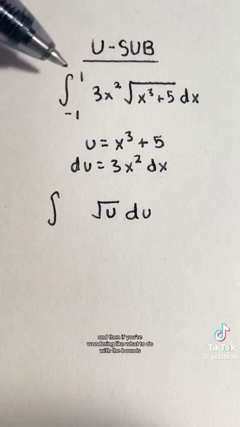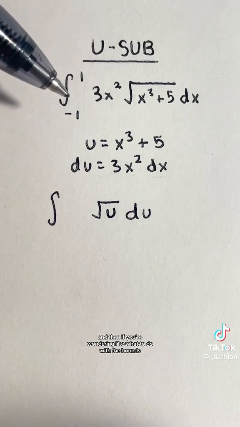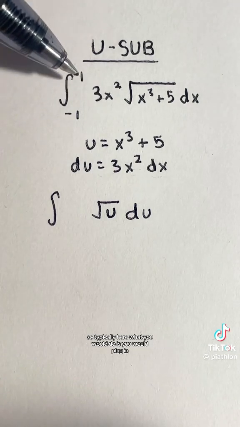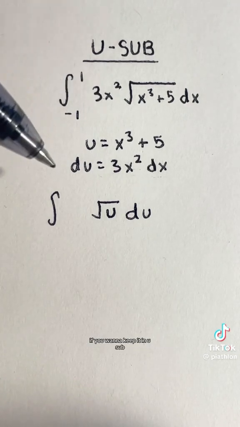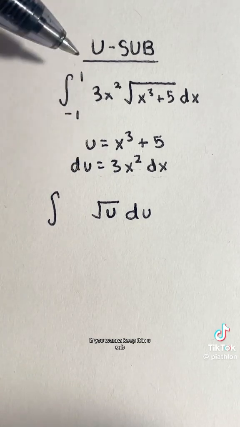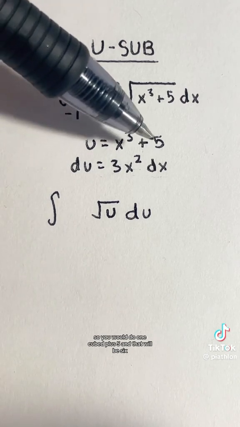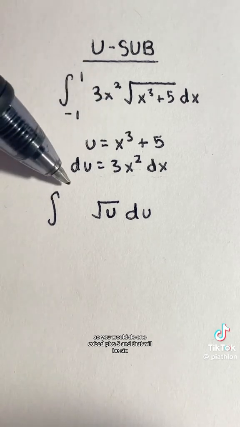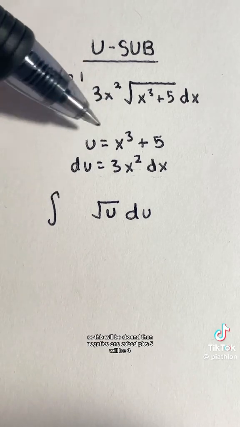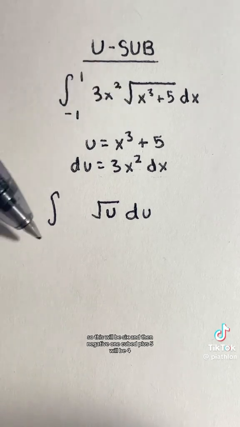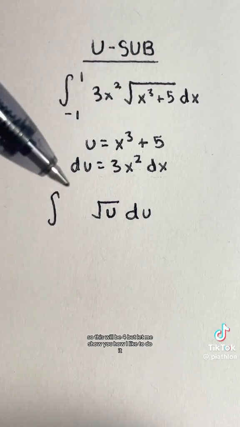And then if you're wondering what to do with the bounds, typically if you want to keep it in u sub, you have to plug your bounds into the u. So you would do 1 cubed plus 5, and that'll be 6. So this will be 6. And then negative 1 cubed plus 5 will be 4, so this will be 4. But let me show you how I like to do it.